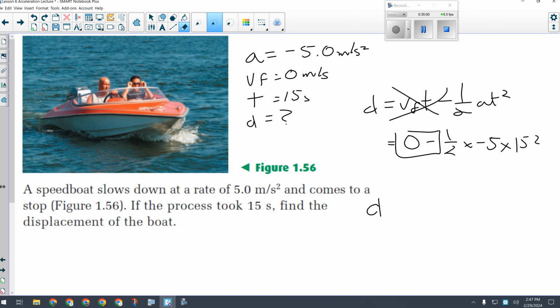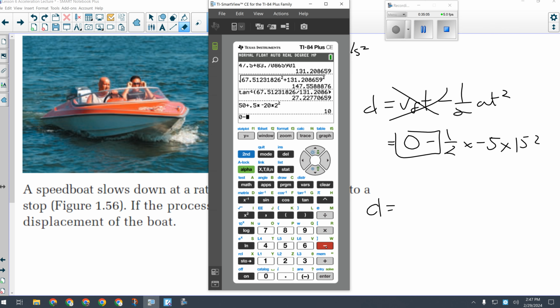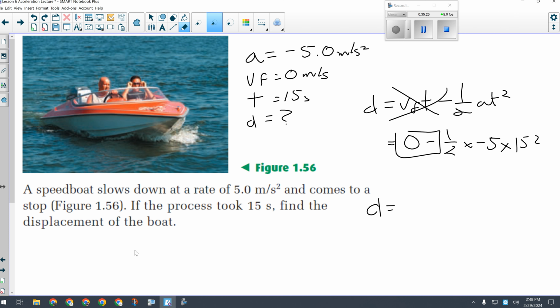Okay? So D equals, sorry, we got the numbers in there already. Okay, so punching those in, 0 minus 0.5 times negative 5 times 15 squared. Okay, gets me a positive number. Goes a long way, but it means traveling for 15 seconds. Okay, so we've got 5.6 times 10 to the 2 meters. And that would be positive because that's all they gave me. Everyone all right with that one?